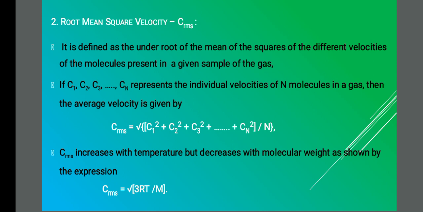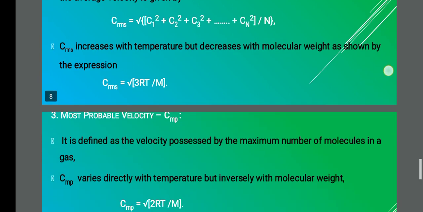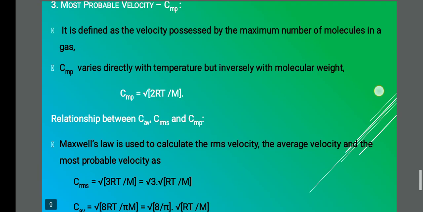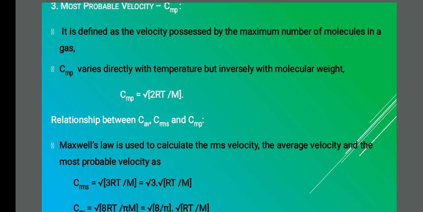C RMS is equal to square root of 3RT divided by M. The last one we are going to see for today's class is most probable velocity. What do you mean by most probable velocity? It is the velocity possessed by the maximum number of molecules in the gas. We saw this at the end.